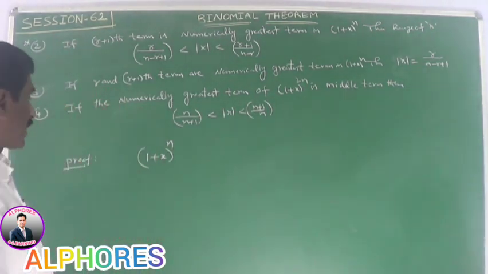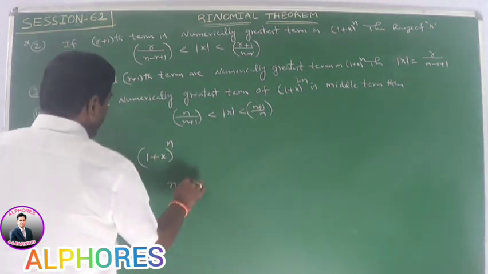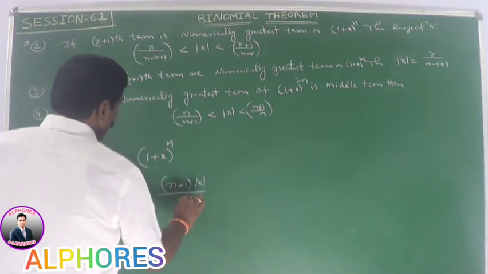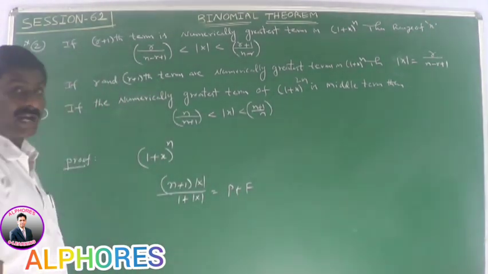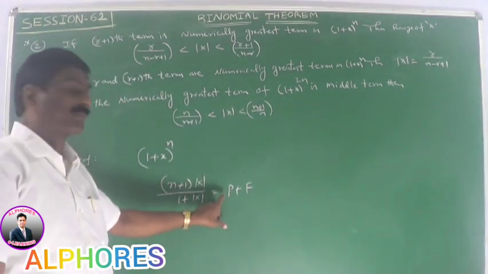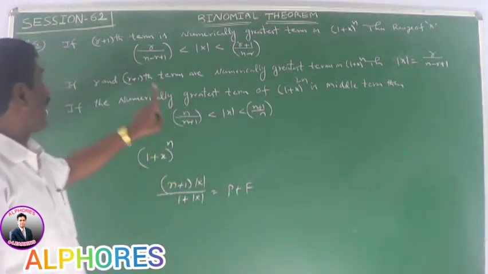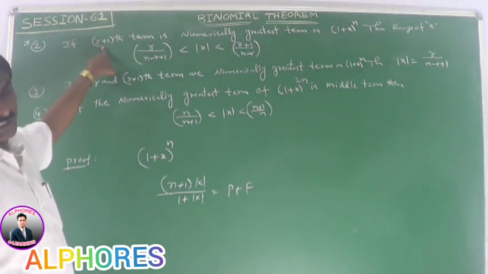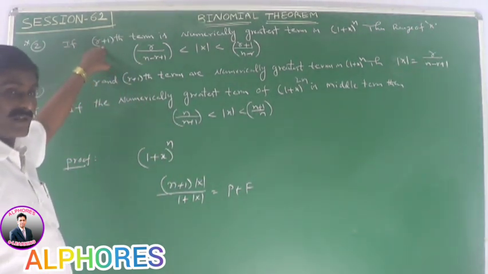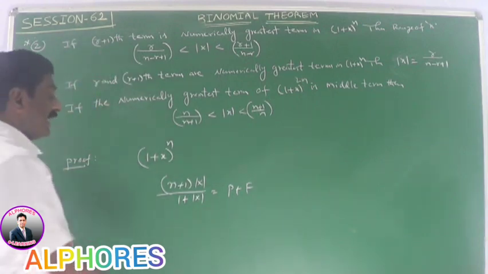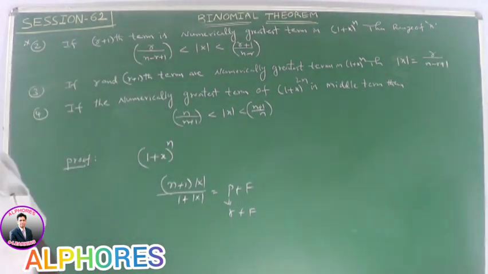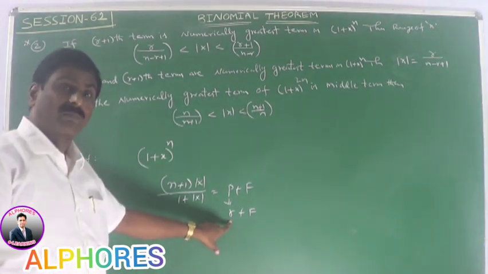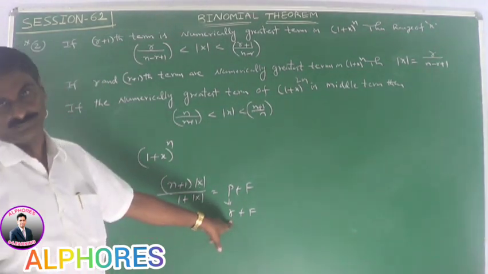This means the value of n plus 1 into mod x by 1 plus mod x is equal to p plus f. In this form, we get only one numerically greatest term, that is the p plus 1th term. Here the r plus 1th term is the numerically greatest term. What is the meaning of this? It means the p value is r plus some fractional part, in the form r plus f. In this case only, we get the r plus 1th term as the numerically greatest term.